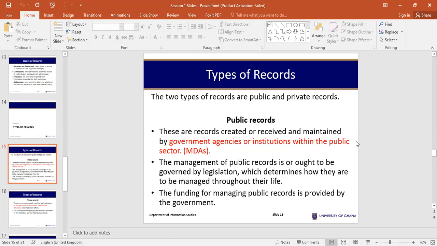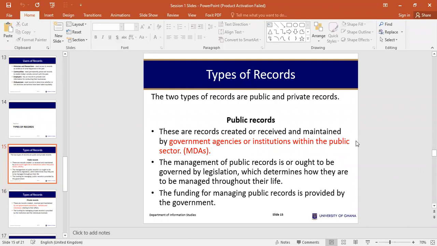Public records are records created, received, and maintained by government agencies or institutions within the public sector. University of Ghana is a public institution. It generates a lot of records. As a result, it has even set up a unit called the University of Ghana Archives. This is a unit that is helping to manage University of Ghana records, both the current and the ones that are archives, the old records. Ministries, departments and agencies also are public institutions, and the records they generate are all public records.